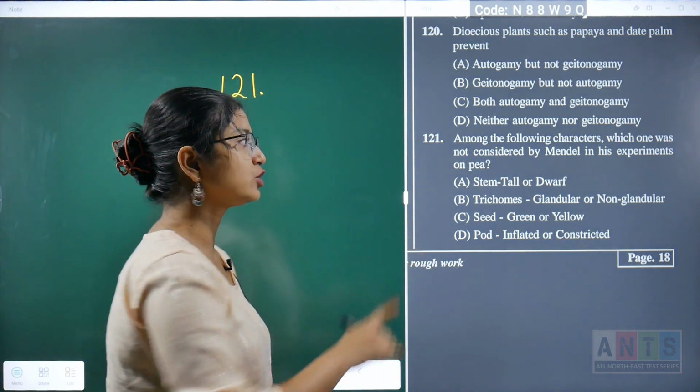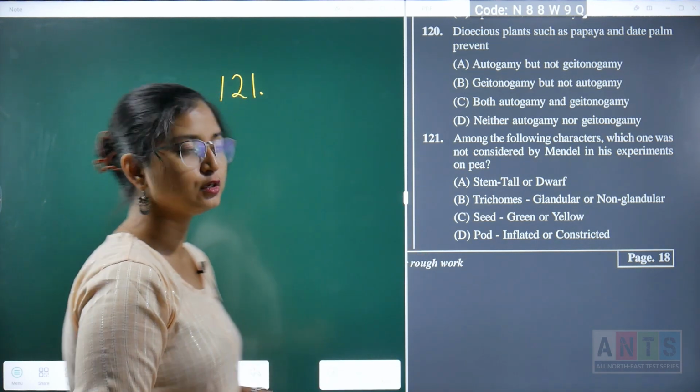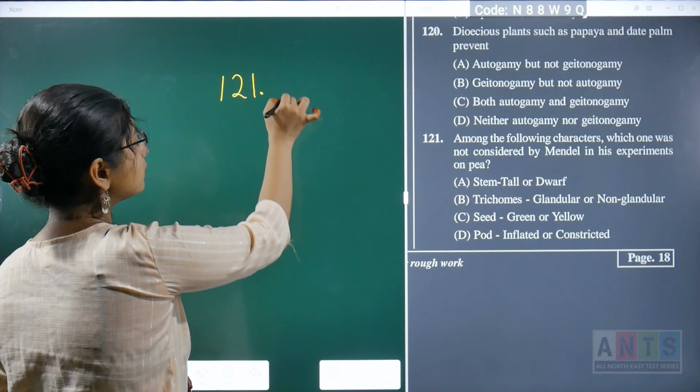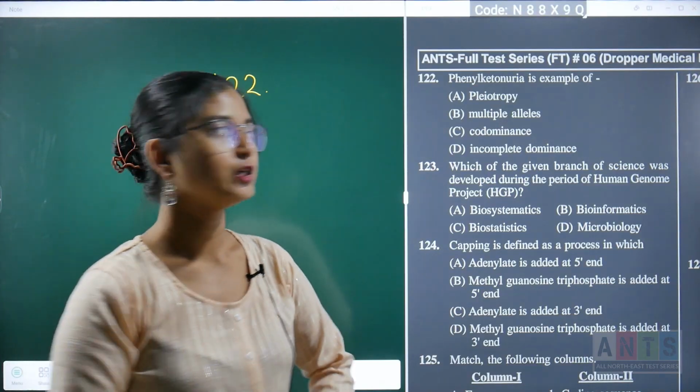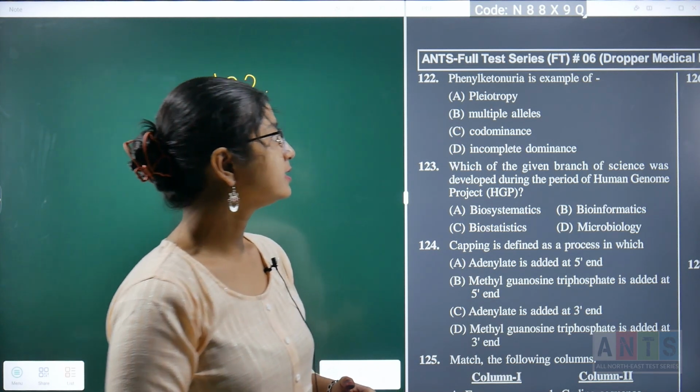So हमसे यहाँ पे पूछा गया है which was not considered. So question number 121, the correct answer is option B. Now question number 122, phenylketonuria is example of.